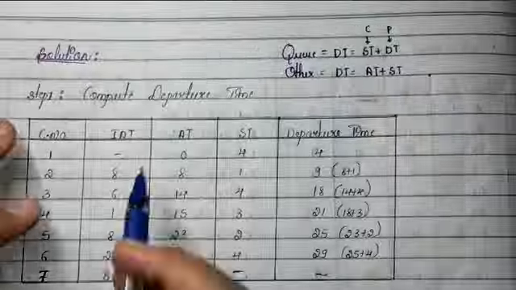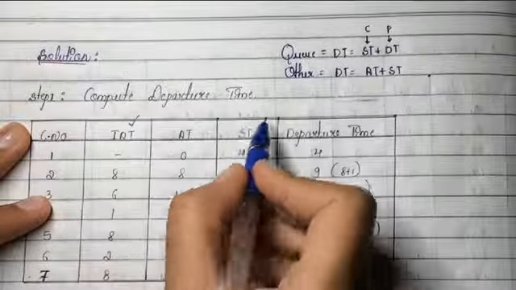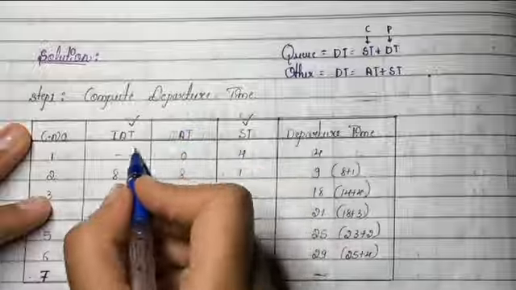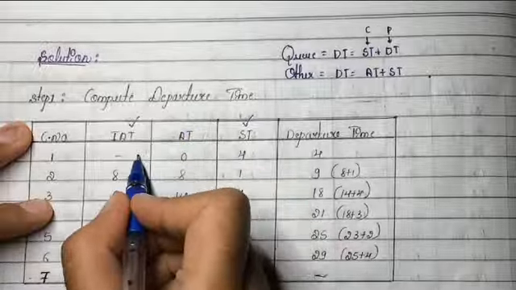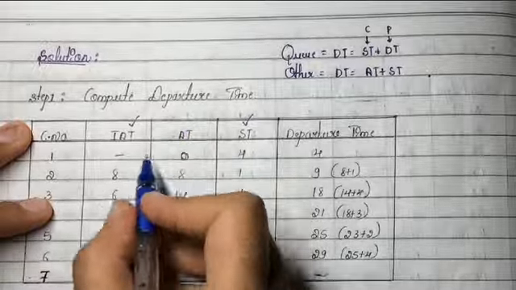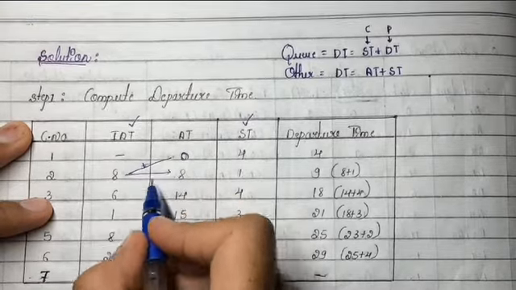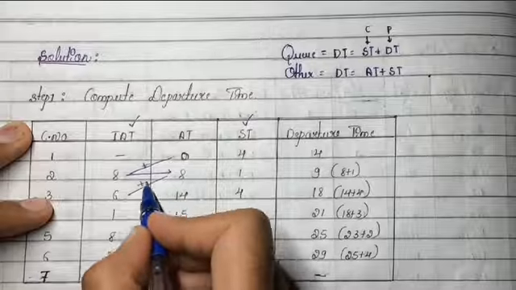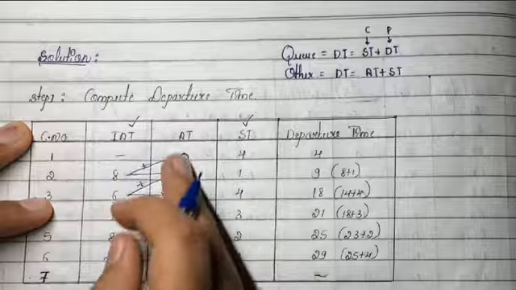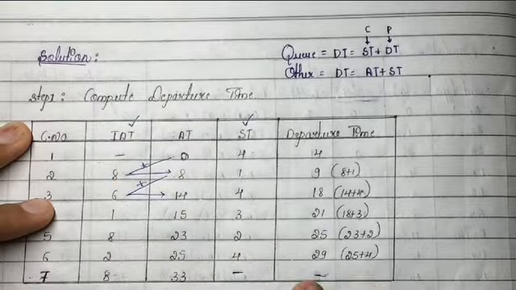The inter-arrival time is given and the service time is also given. Now arrival time can be calculated. The first value is 0, so keep it as it is, then this plus this, the value is 8. 8 plus 6, the value is 14. Continue for the other values and you will get the answer.